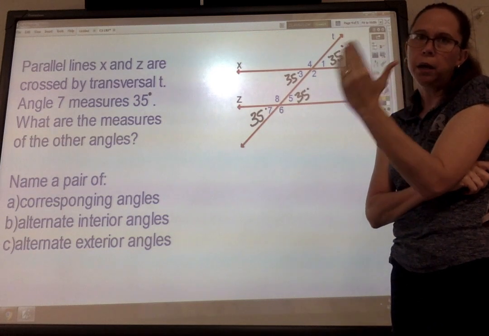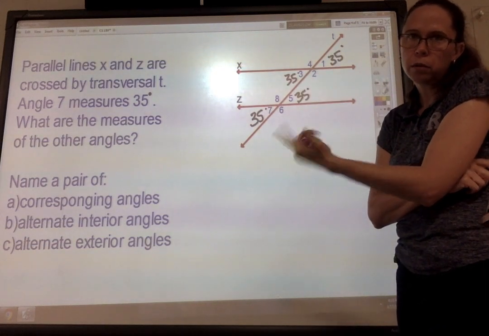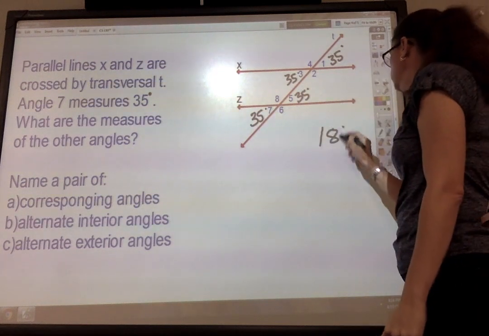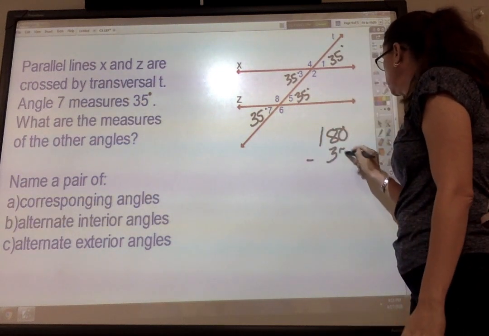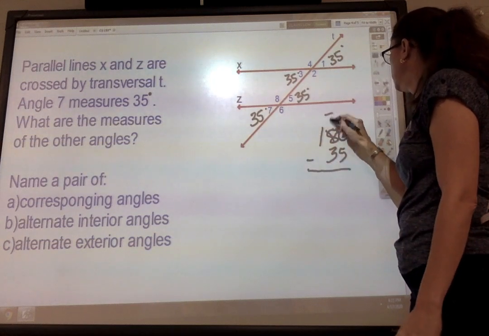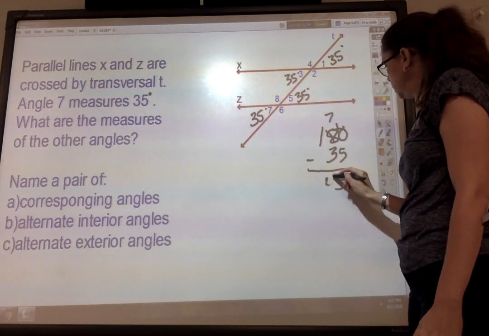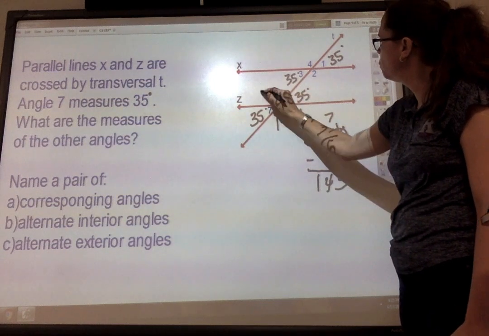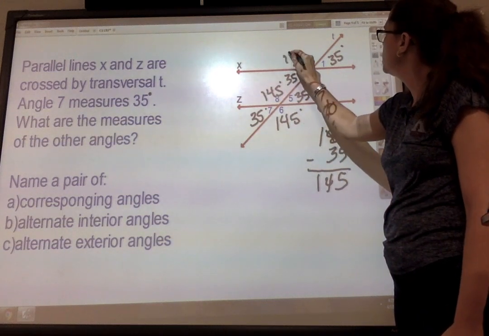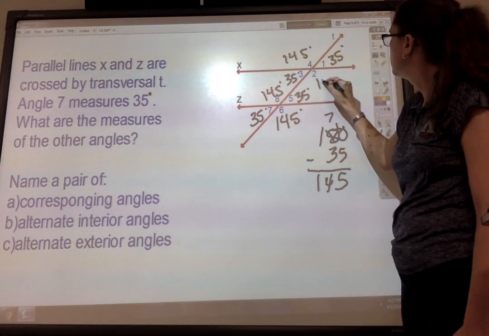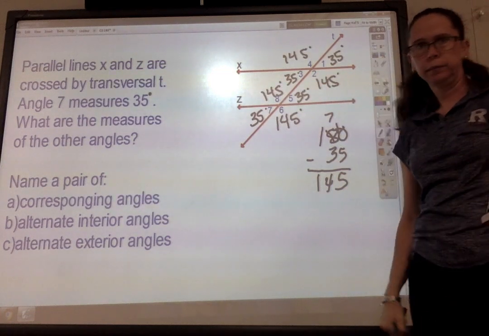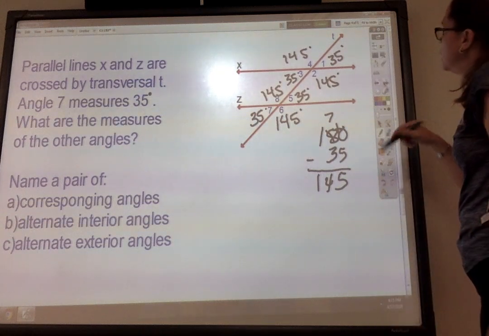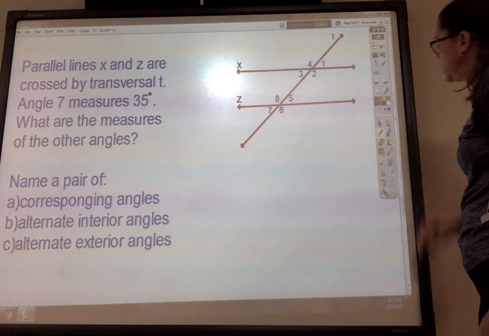Well, if I combine an acute angle with an obtuse angle, when I'm dealing with transversals, it has to add up to 180. So 180 minus 35, that's 145. All the obtuse angles have to measure 145 degrees. Okay? Good? Okay. I'm going to erase all this because that's a bunch of mess.